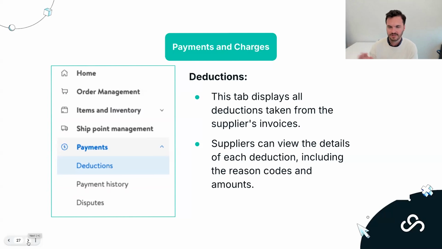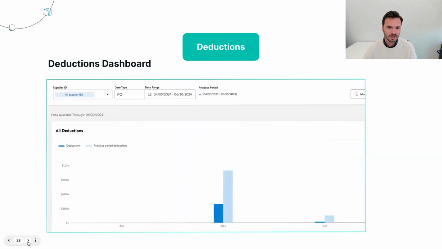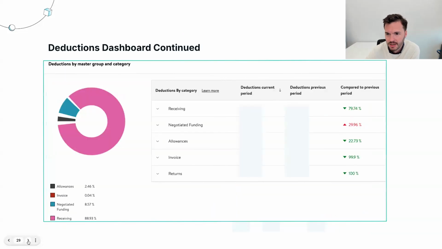All of that is still going to live in Hi Radius for now, as of now, which is the language that Walmart likes to use. But you can really dive into the details about deductions in this platform, and that's what your dashboard is going to look like. You can filter by individual supplier IDs or all of them, and then you can filter by date of the PO. You've got a bunch of different date ranges there.